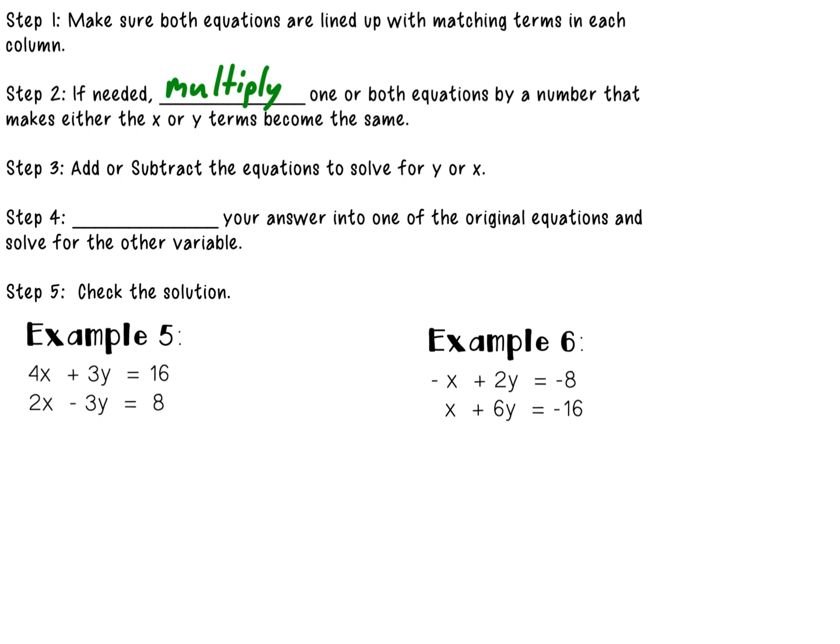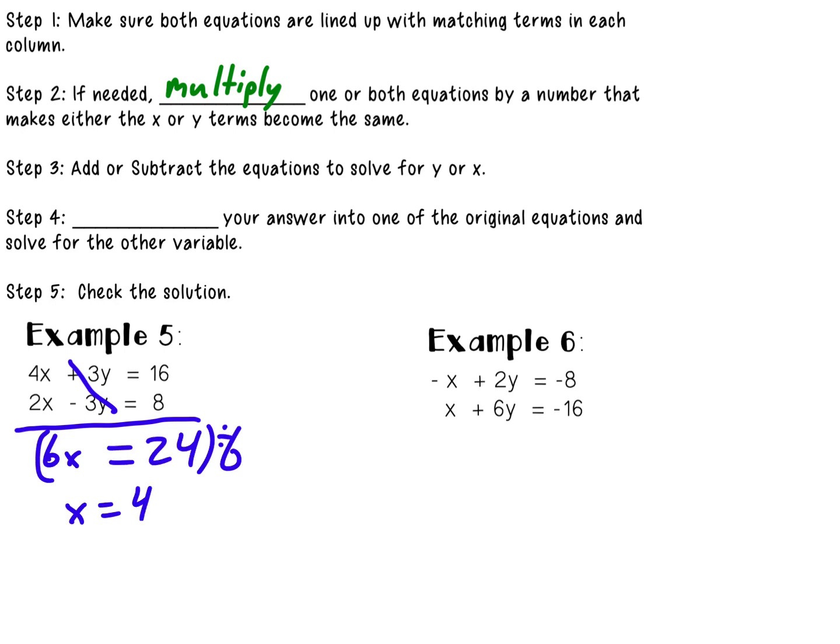Step 3 says we need to add or subtract the equations to solve for y or x. Well, since we already have a positive and a negative 3, we can add these two equations and we get 4x plus 2x is 6x. The 3y and negative 3y cancel each other out, and it's equal to 16 plus 8, which is 24. Now, we need to solve for x by dividing both sides by 6. That means we have x is equal to 4.